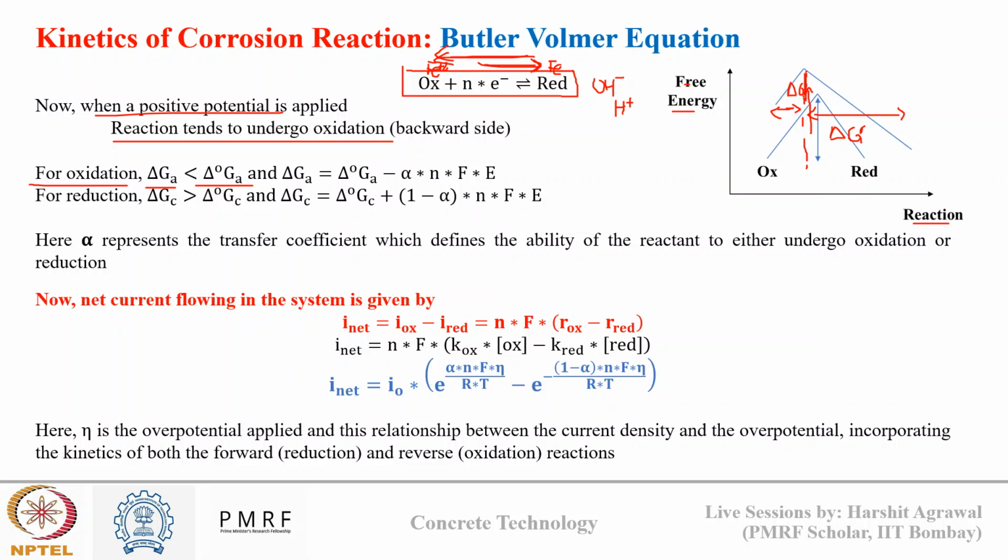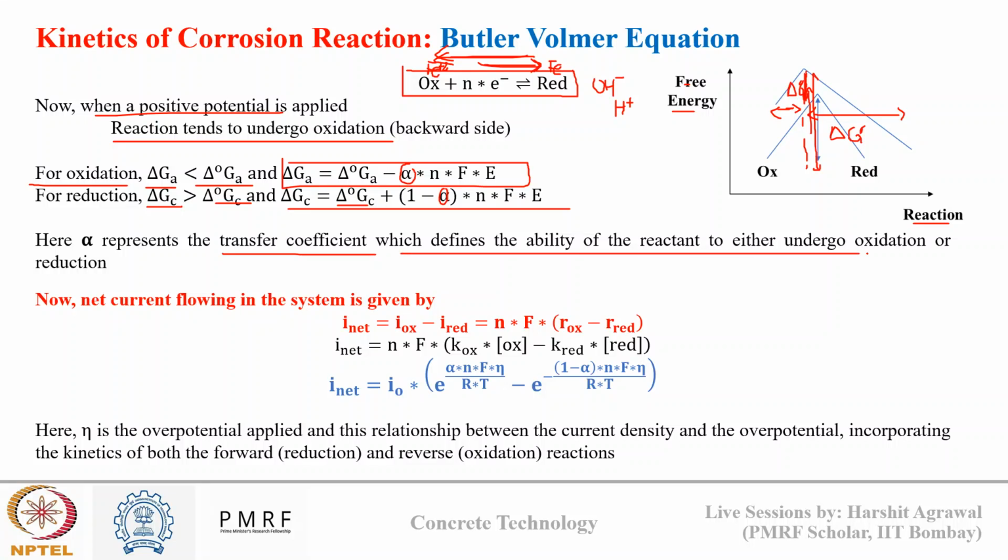Okay, delta Ga is smaller than delta G naught, and delta Gc is now greater than delta G naught. So we can write delta Ga as delta G naught minus alpha nFE, and delta Gc as delta G naught plus (1 minus alpha) nFE. And here this alpha factor represents the charge transfer coefficient, which defines the ability of a reaction to undergo oxidation or reduction. So this was originally 1.